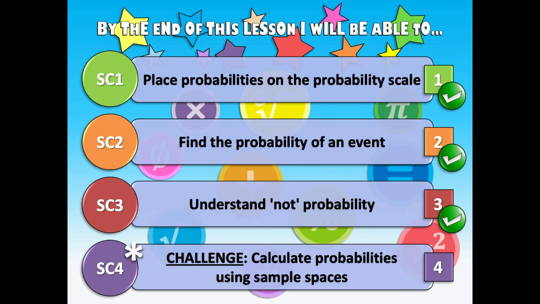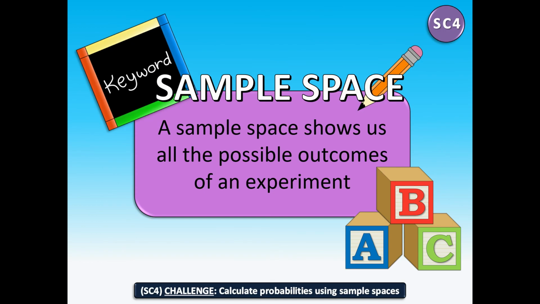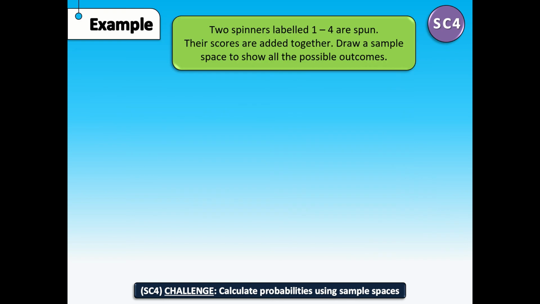Now we've completed success criteria 3. So now we're going to move on to number 4, and this is to calculate probabilities using sample spaces. A sample space shows us all the possible outcomes of an experiment. So for instance, 2 spinners are labelled 1 to 4 and are spun. The scores are then added together. Draw a sample space to show all the possible outcomes.